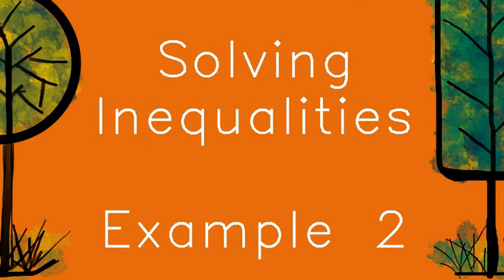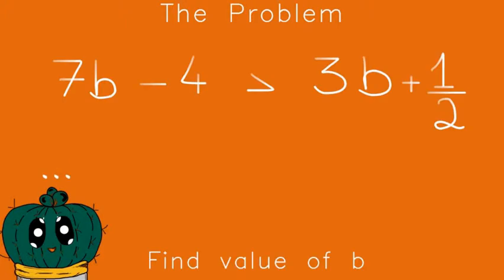Hello and welcome back. Let's try to use all of the properties that we have previously discussed, which are about 7, I think, and let's try to solve another example. Let's say you're given the following problem to solve: 7b - 4 is greater than 3b + 1/2, and you want to find out what the value of b is. You can actually find out the value of b in this case.